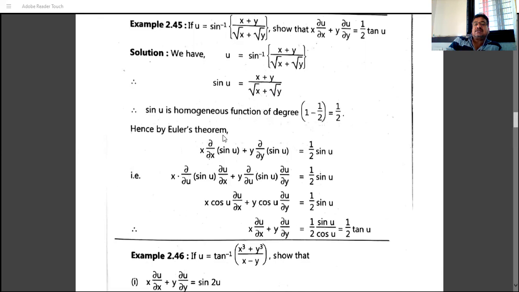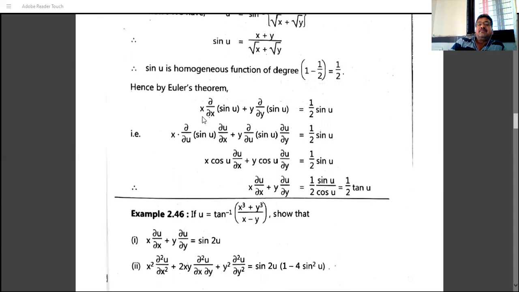And so by using Euler's theorem, suppose this function is denoted by small f, then by Euler's theorem, x ∂/∂x of f, that is sin u, plus y ∂/∂y of sin u. This function becomes a homogeneous function of degree 1 half, and therefore by using Euler's theorem, x ∂/∂x of sin u plus y ∂/∂y of sin u is equal to 1 half sin u. That is x ∂f/∂x plus y ∂f/∂y is equal to nf. The function f is what? Sin u. Sin u is this function, a homogeneous function of degree half, and therefore by using Euler's theorem we have this.